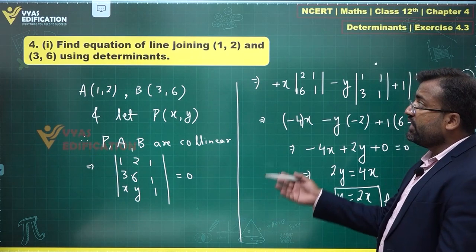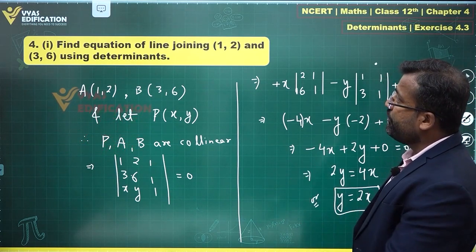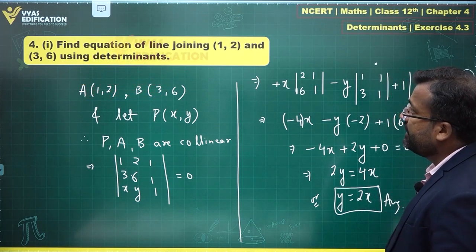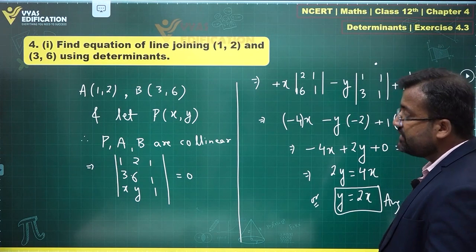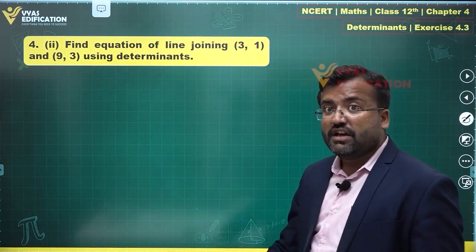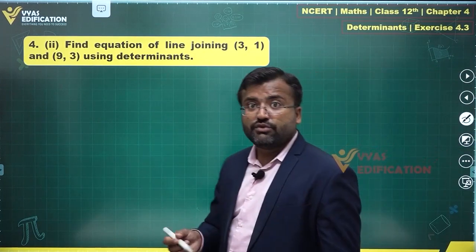Using the determinant form, you can find the equation very easily of a line having these 2 points, (1, 2) and (3, 6), lying on it. Given any 2 points, you can find that. Let's move on to the next question after this. The question says: find the equation of the line joining (3, 1) and (9, 3) using determinants. Let's use determinants once again to find the equation of the line.